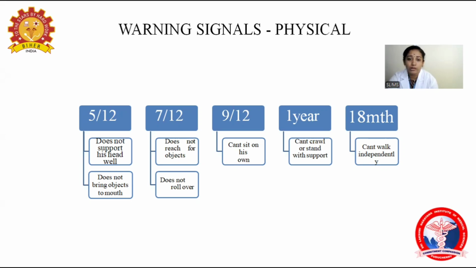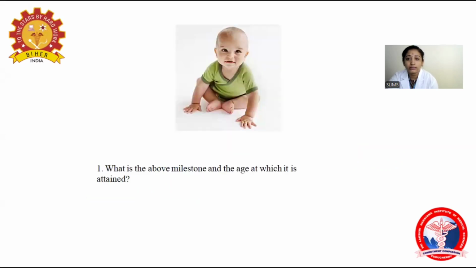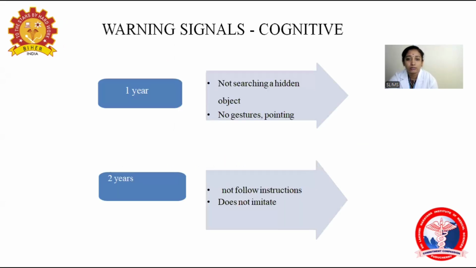The gross motor milestones and the fine milestones. So what is this image? This is the image of a child sitting in tripod posture or sitting with support, and it is attained at 6 months of age.